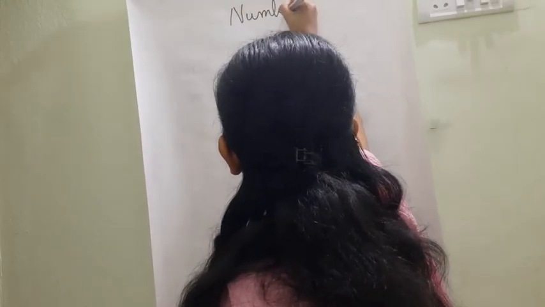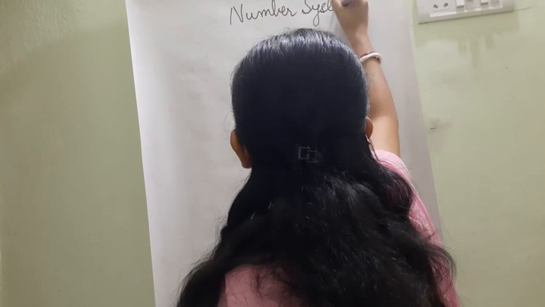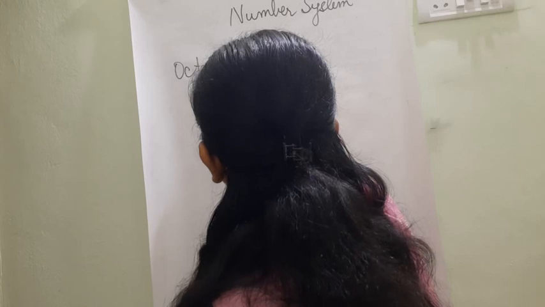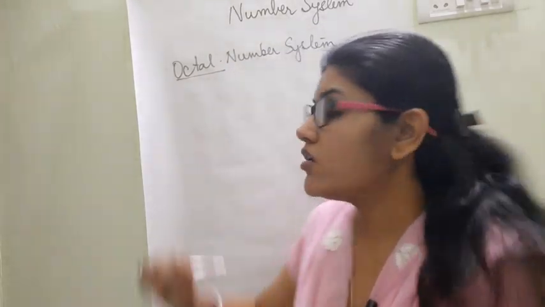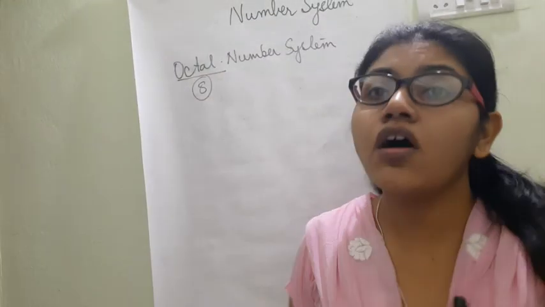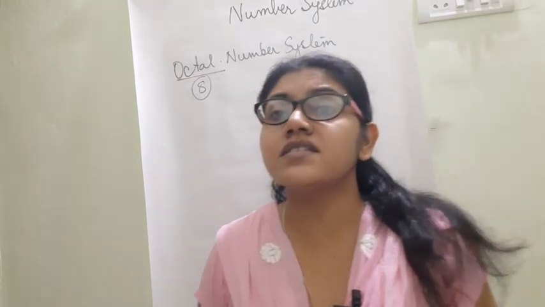So coming back to the chapter, now moving forward, now I will explain you what is octal number system. The name is clear. Octal means 8. So the base of this number system is 8. It will be counted at 8 numbers. The number will start from 0 to 7.